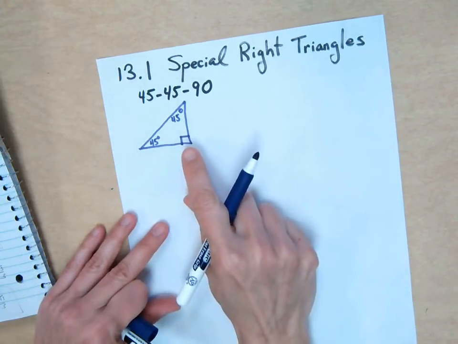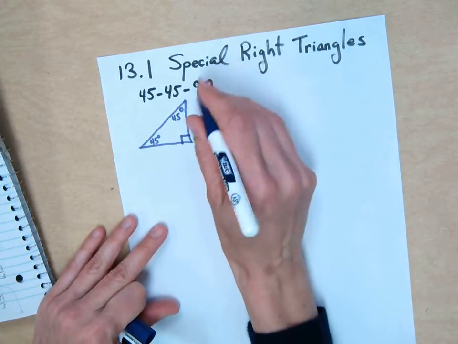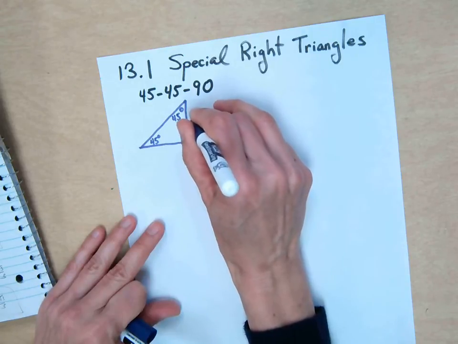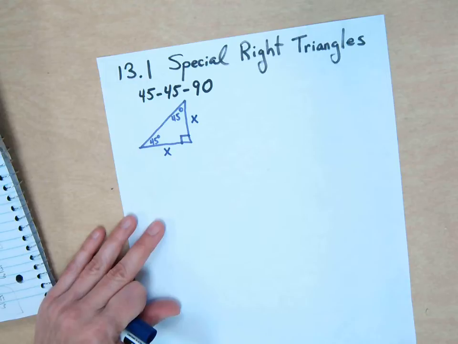Do you know what kind of triangle this is called? As well as a right triangle, it is also called isosceles. Yeah, when two sides are congruent. So therefore, we get to label, here's part of the relationship. Those two legs are the same. It's totally symmetric. It's isosceles.